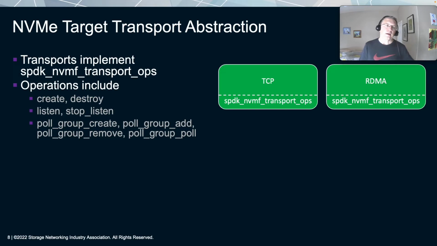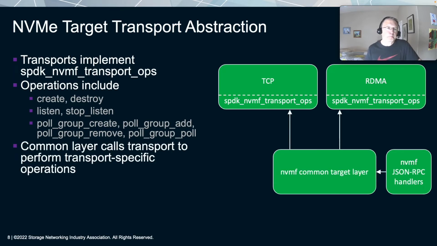You're going to have different interfaces. For TCP you're going to call POSIX listen. For RDMA, you're going to be using IB verbs to set up listeners. And then there are also functions to add or remove queue pairs for those poll groups, and how you actually poll that poll group is very transport specific.